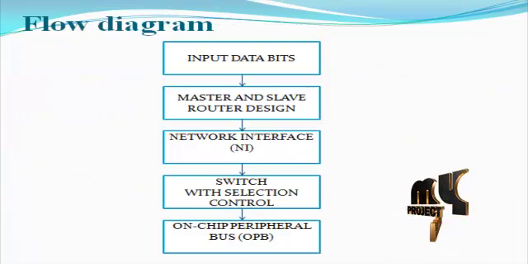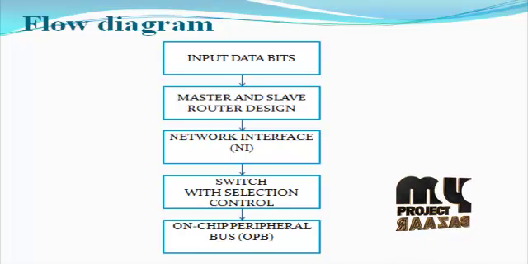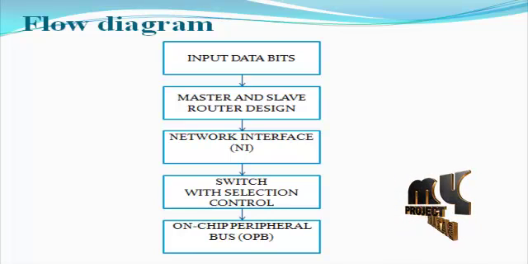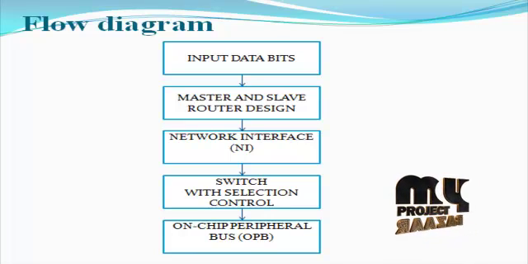Next, we see the flow diagram for the project. First, the input data bits are applied to our NoC architecture. In the network on chip, we design a 4x4 based NoC architecture. These 4x4 designs are mainly considered from the 2x2 designs as samples for the overall final architecture. The final architecture combines master and slave router designs for the 4x4 NoC design.